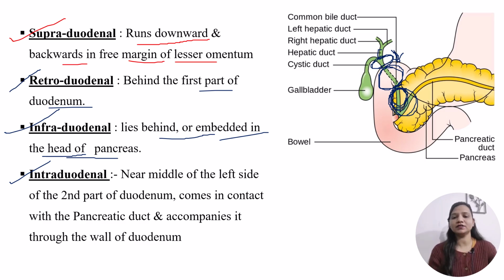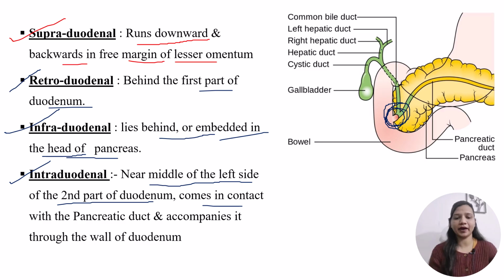Intra means inside the duodenum. So the part which is present inside the duodenum is called the intraduodenal part, which enters the wall of the duodenum. Near the middle of the left side of the second part of the duodenum, it comes in contact with the pancreatic duct and accompanies it through the wall of the duodenum.